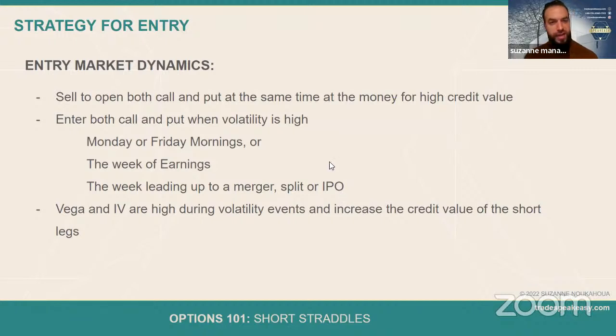So the entry market dynamics: sell to open both call and put at the same time at the money for high credit value. Enter both call and put when volatility is high. So on a Monday or a Friday morning, in terms of the week, that's when we're going to see a lot of volatility on those particular days, or the week of earnings. In the example, I'm actually going to use another earnings example, or the week leading up to a merger, split, or IPO. Vega and IV are high during volatility events and increase the credit value of the short legs.